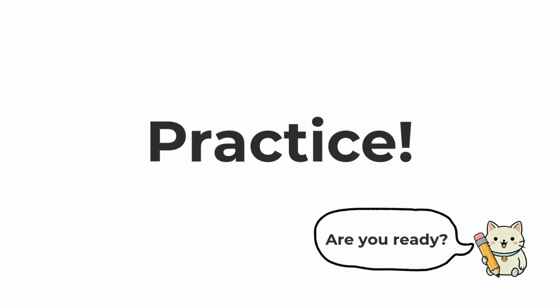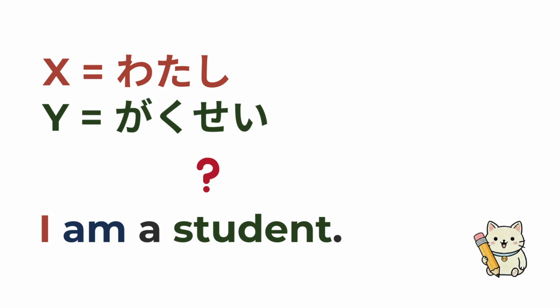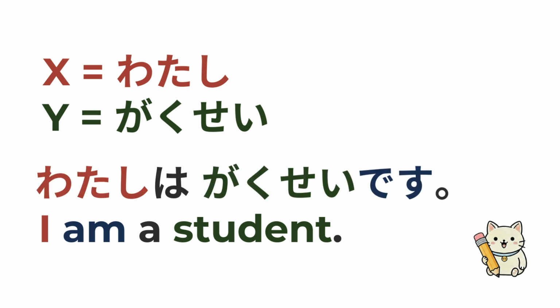Great job. Now, it's time for some practice. Are you ready? Let's try some more sentences. First one. How do you say, I am a student? 私は学生です。 Let's say it together. 私は学生です。 Perfect. You've got it. Next one.